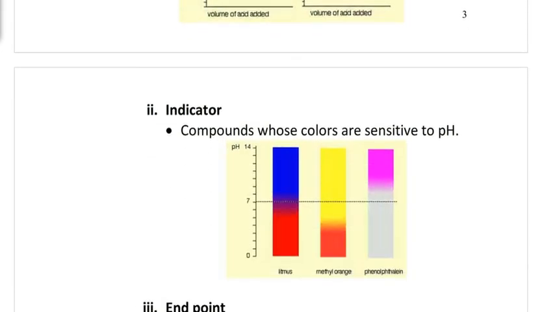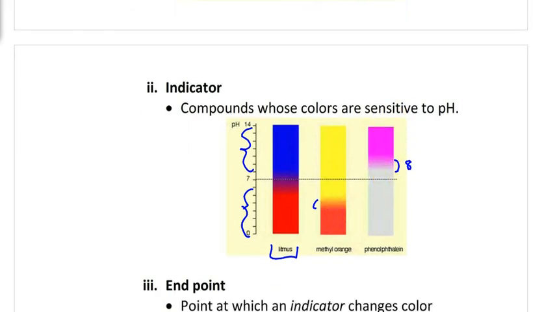An indicator is just a chemical whose color changes depending on what the pH is. You may have used litmus paper in middle school or maybe in an earlier science class. Litmus paper has a blue color above 7 and a red color below 7. Another chemical option is methyl orange, which changes color around pH of 5, it looks like. And phenolphthalein, which is the one we use most commonly, changes pH right around 8. So right as you turn basic, it turns pink.